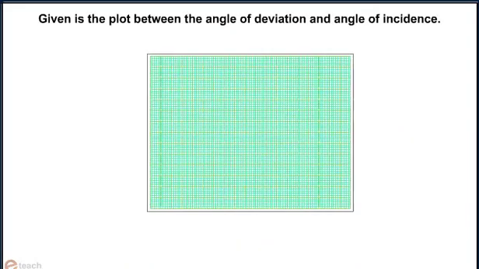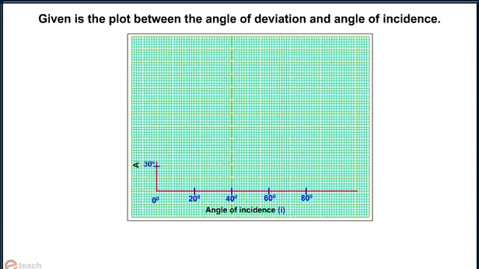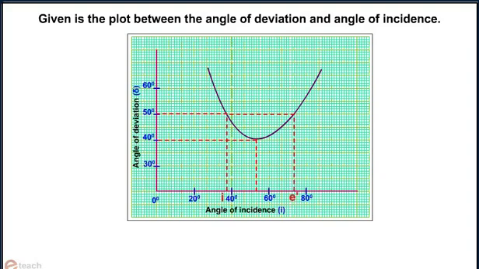Given is the plot between the angle of deviation and angle of incidence. This is the plot of angle of deviation delta versus angle of incidence I for a triangular prism.